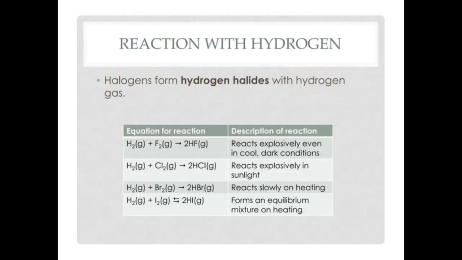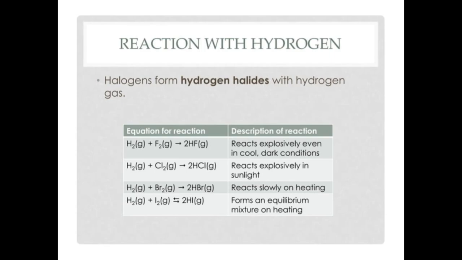Okay, so let's look at a further reaction. They can also react with hydrogen to form hydrogen halides. For instance, this is what we have: hydrogen fluoride gas, hydrogen chloride gas, hydrogen bromide gas, and hydrogen iodide gas. And this is the description of that reaction.